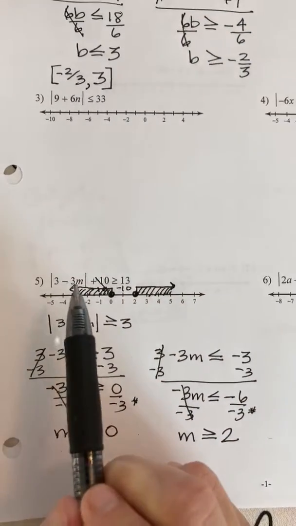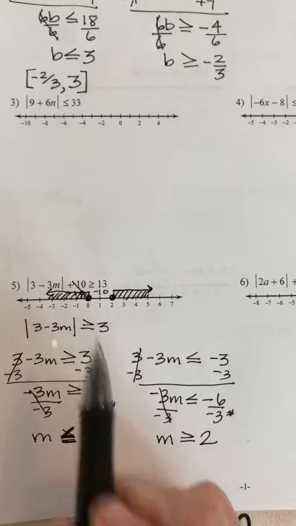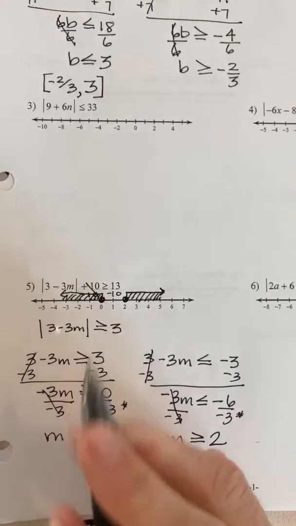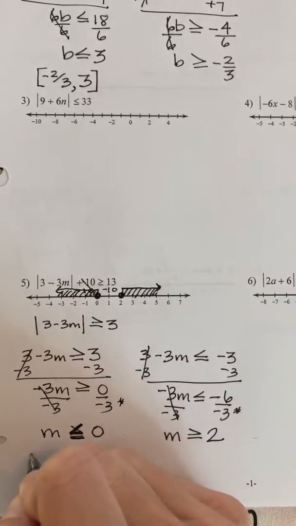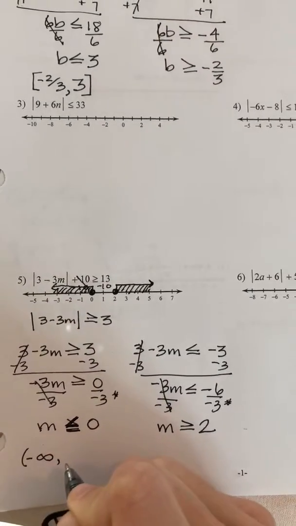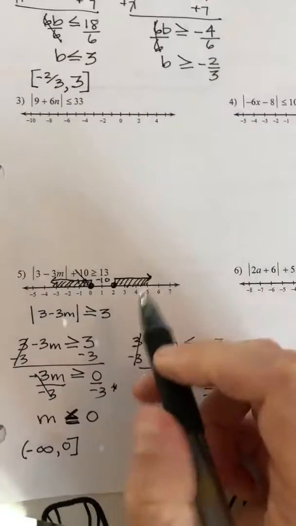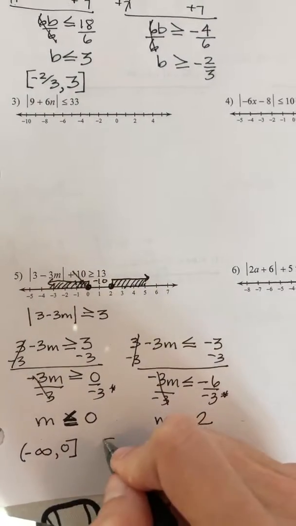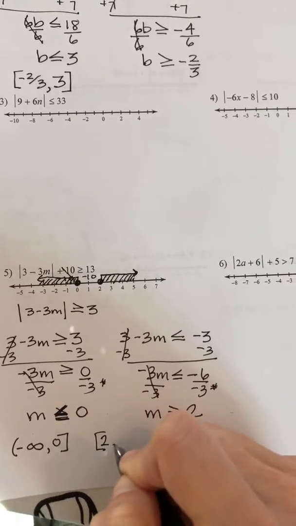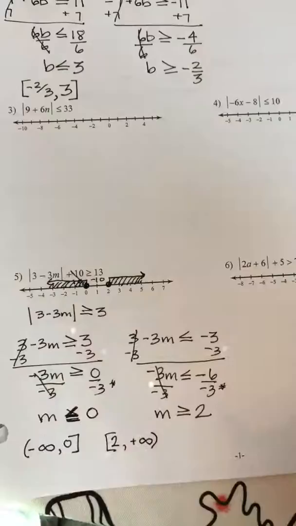So for the interval, I'm going to have two intervals this time because I have two shaded portions. The interval that goes with this left side would be from negative infinity, because it goes to the left forever, until 0, and then use a bracket to close it off. And then the interval that goes with the right side would be bracket 2, comma, positive infinity, because it goes to the right forever.